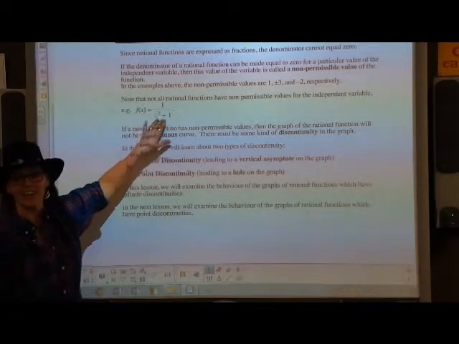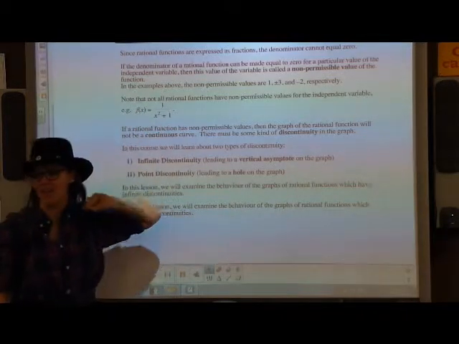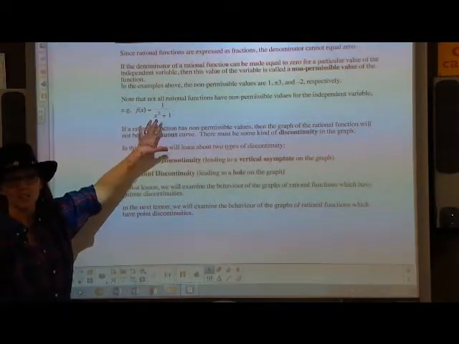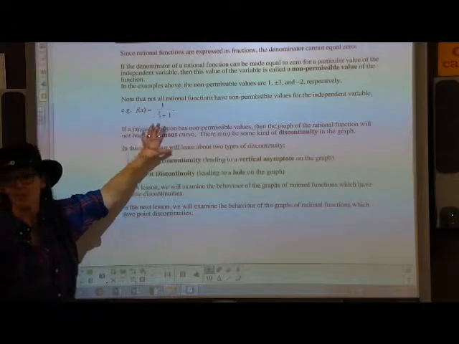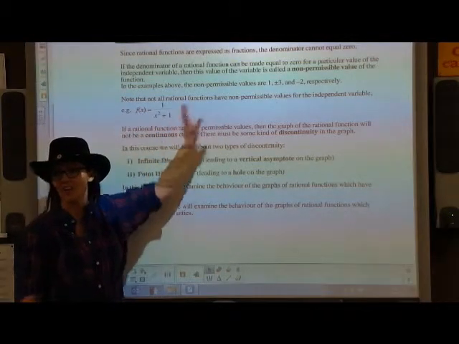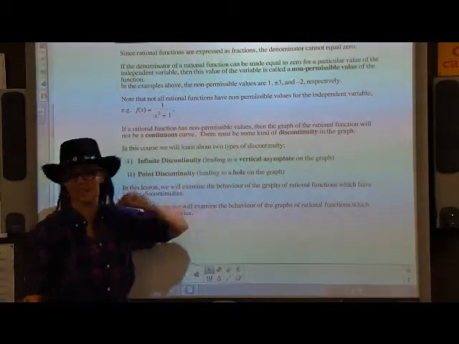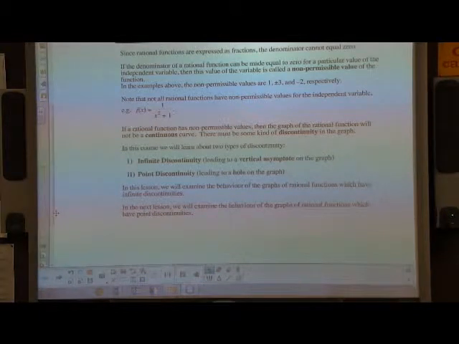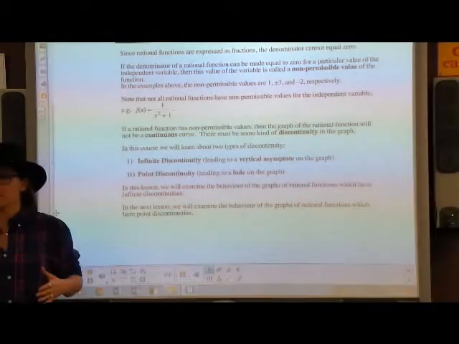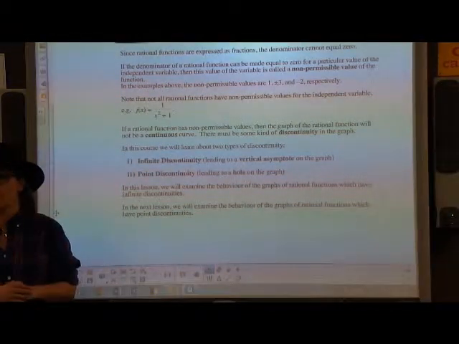So hint, anything that's squared plus a value. So x squared itself is going to have a non-permissible, but the minute I add a value to it, everything's going to be positive. I'm never going to get a 0. If a rational function has a non-permissible value, then the graph is not continuous. There's going to be a break in the graph where that non-permissible value is.